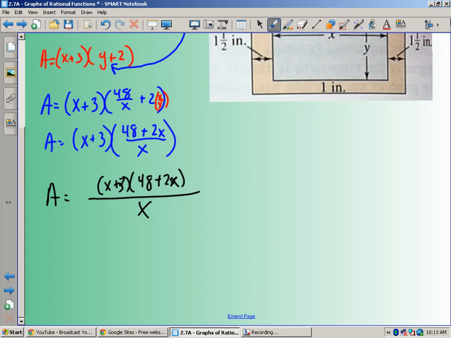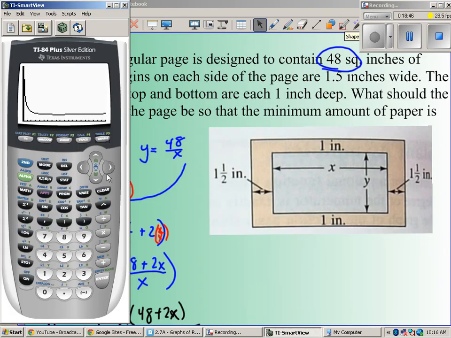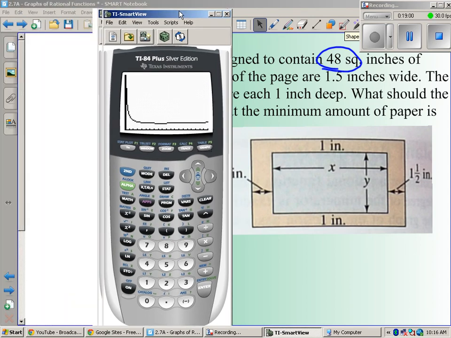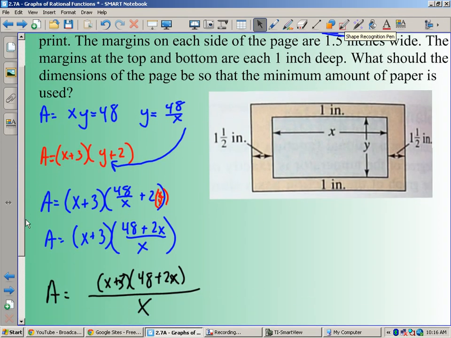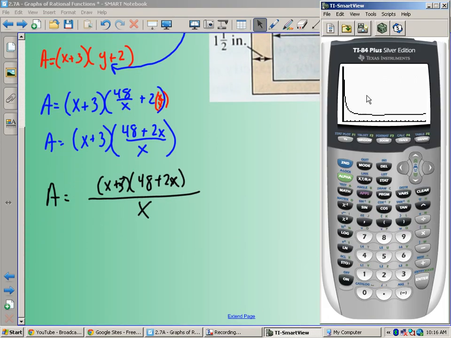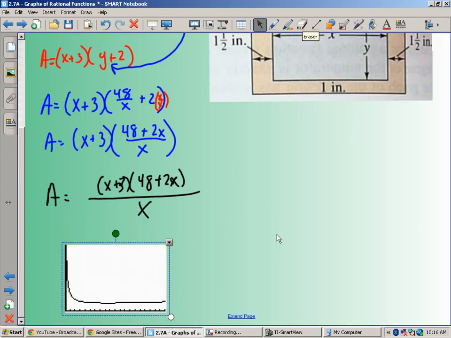So with my graphing calculator, I graphed this function, and I'll show you the function that I graphed. I typed in (x plus 3) times (48 plus 2x), all divided by x, and I got this graph. Since the question was what is the minimum of this, I'm looking for a low spot in the graph. As you can see, it is going down, and then somewhere out here it looks like it's going back up. So my minimum is going to be somewhere in this area, I'm guessing.